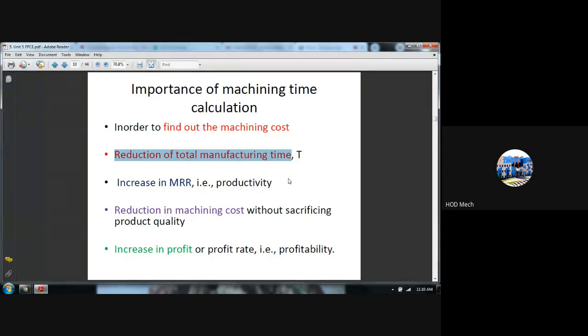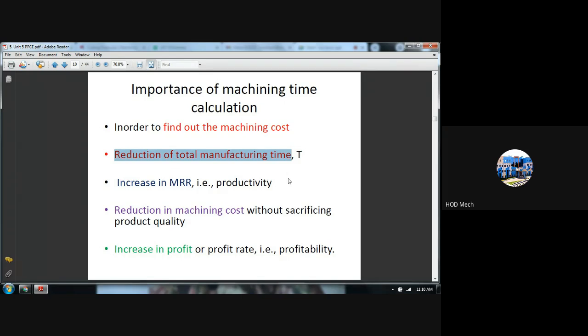If the manufacturing time is very high, then the production time taken will be high. And when production time is high, ultimately there is no doubt that your cost of production is going to increase. Therefore, to optimize the process, it is mandatory that you reduce the total manufacturing time. And for reducing the manufacturing time, first you should know what your machining time is. So without machining time, you cannot do anything else.